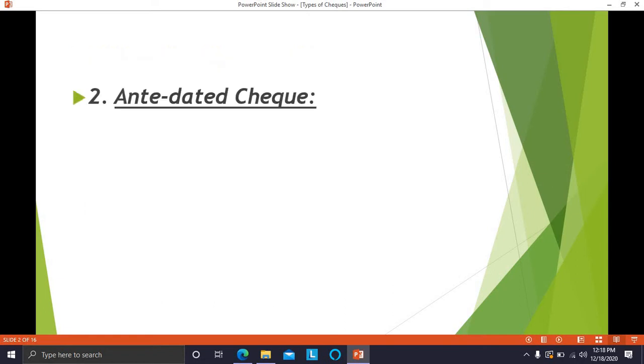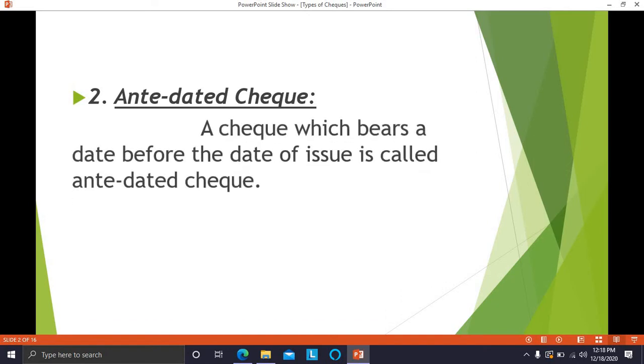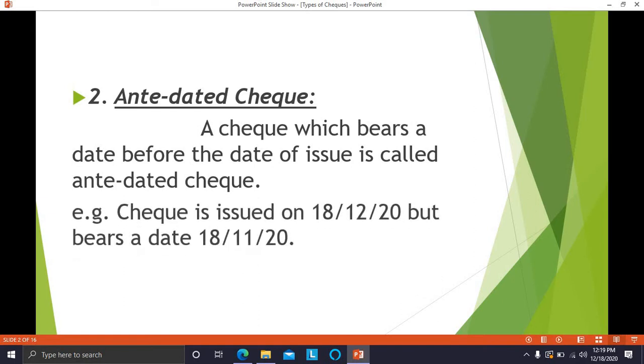Second type of check is antedated check. Antedated check means a check which bears a date before the date of issue. For business purposes, it is sometimes necessary to give such checks, where they write a date before the date of issue. The check is issued today, that is on 18th of December, but the date written on the check is 18th of November. Such a check is called an antedated check.